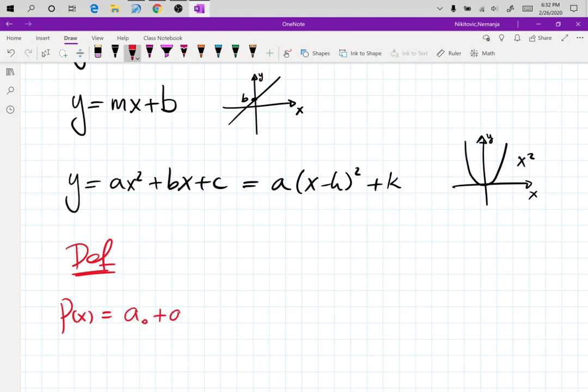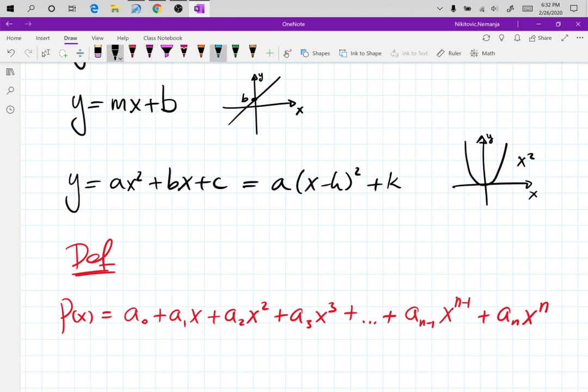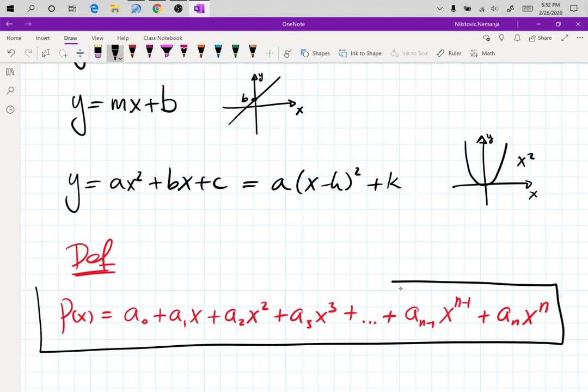p of x equals a0 plus a1x plus a2x squared plus a3x cubed plus ... plus a(n minus 1) times x to the n minus 1, plus an times x to the n. And that is what we call a polynomial.